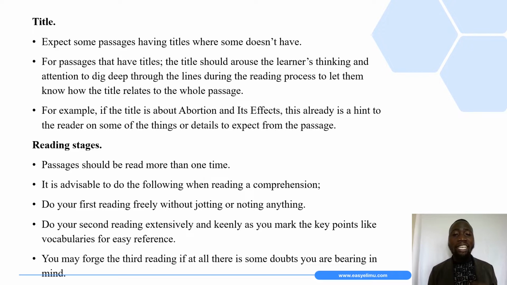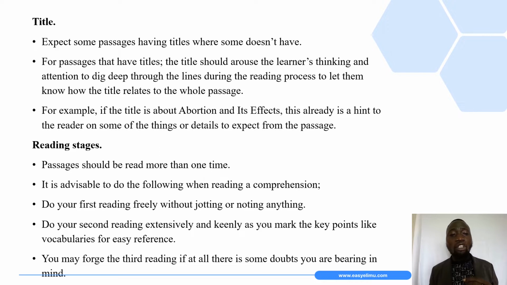So, for example, if you are given a passage having a title, and the title of the passage is abortion and its effects, already this title should arouse your thinking and attention, as a reader, to dig deep through the lines for some of the information that you expect to get during the reading process. And again, how the title relates to the whole message.